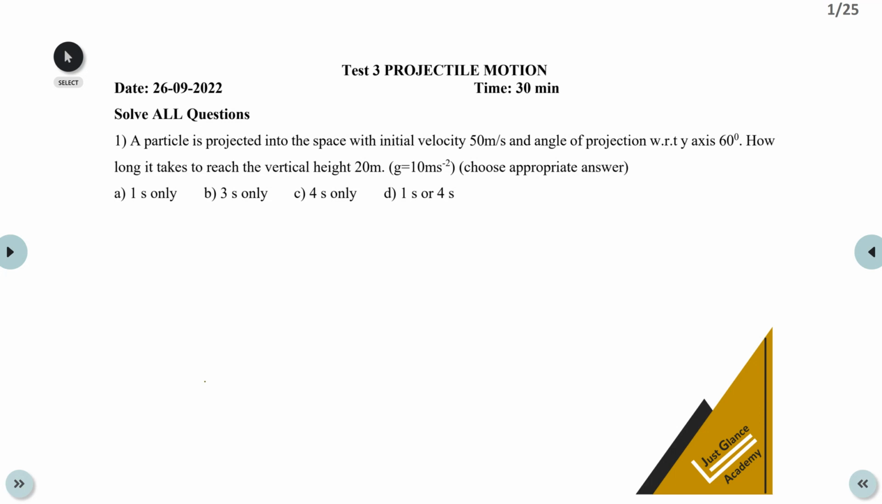In this video session, I am discussing test paper 3 of projectile motion.